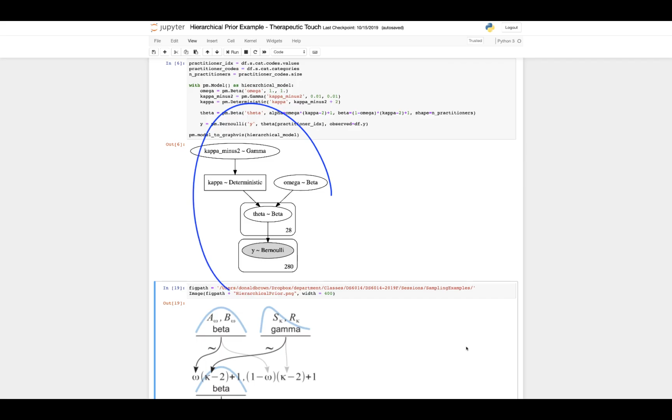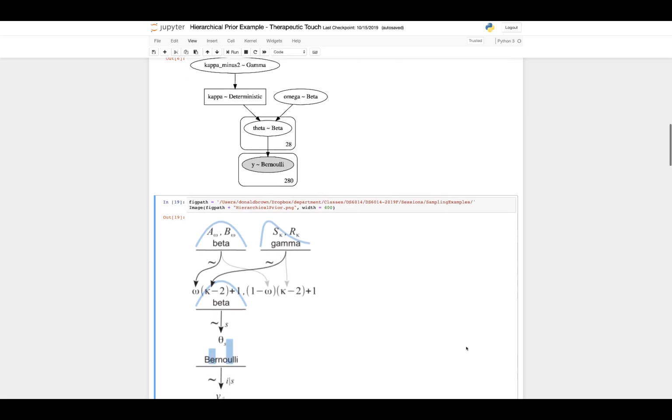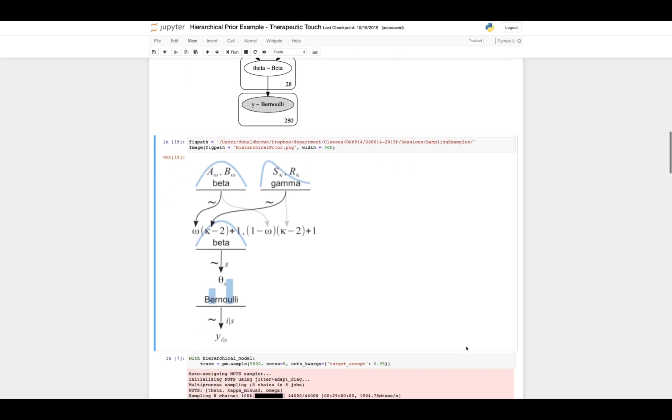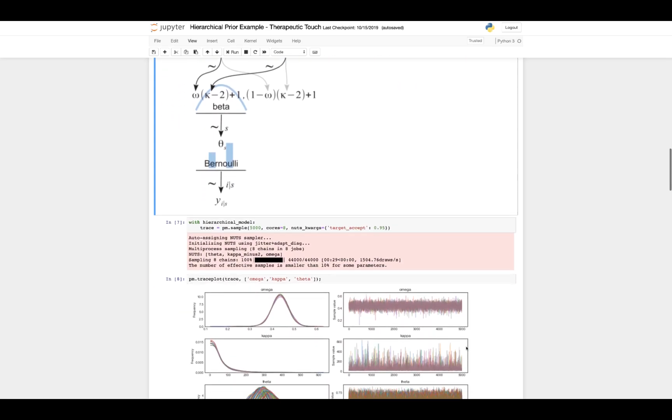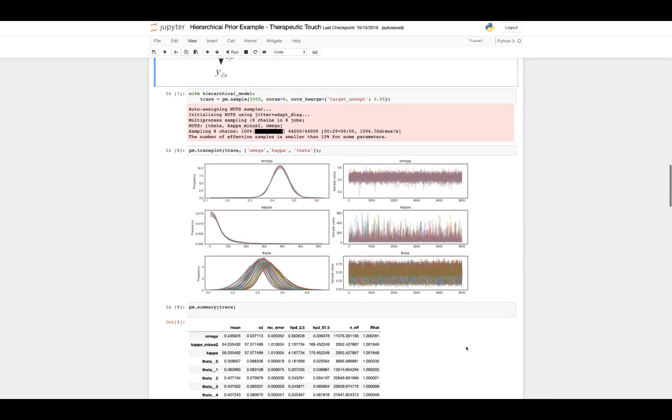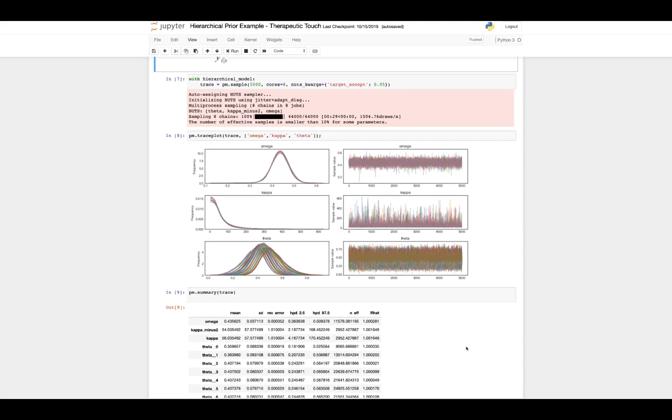And here's a graphical model. As we said, the response is Bernoulli. We have a beta prior on the theta for that response. We have a beta prior on the omega within the prior of the beta, and on the kappa we have a gamma prior. And as we just saw, here's the Kruschke graphic. Again, we put it here for purposes of making sure that we can find it in our Jupyter notebook.